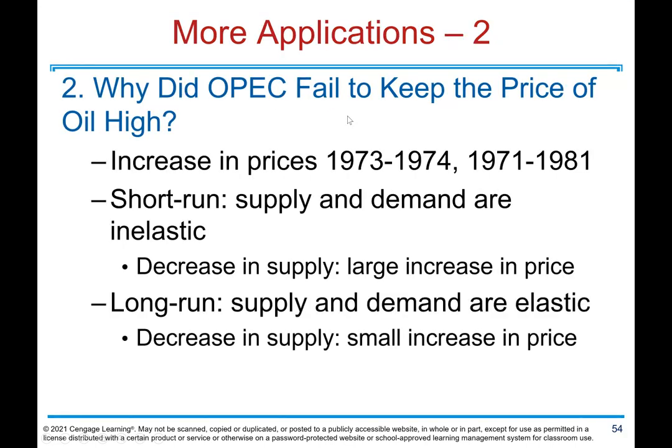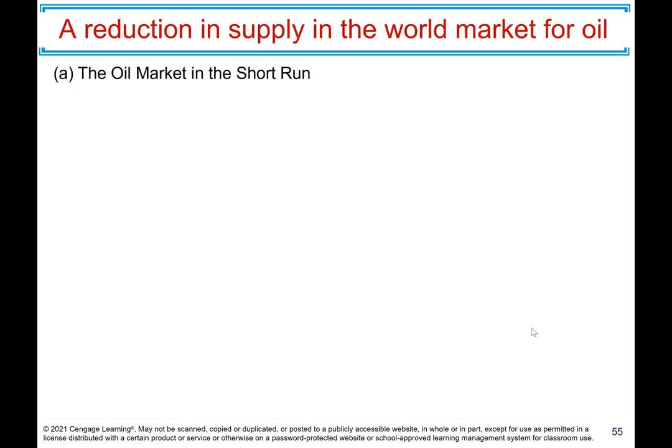Why did OPEC fail to keep the price of oil high? Increase in price 1973 to 74 and 1979 to 1981. In the short run, supply and demand are inelastic. A decrease in supply means a large increase in price. In the long run, supply and demand are elastic. A decrease in supply leads to a small increase in price.